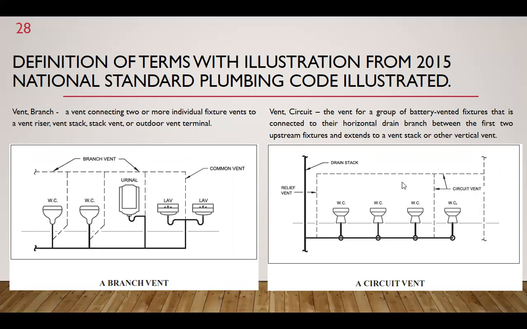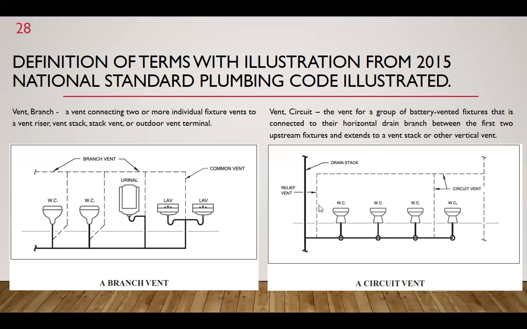Okay. Then, circuit vent. The vent for a group of battery vented fixtures that is connected to the horizontal drain branch between the first two upstream fixtures and extended to a vent stack or other vertical vent. So, yan. Ito. So, between battery of fixture. Sabing battery, pare-parehas yung klase ng fixture. So, ito yung natawag na circuit vent. Ito.